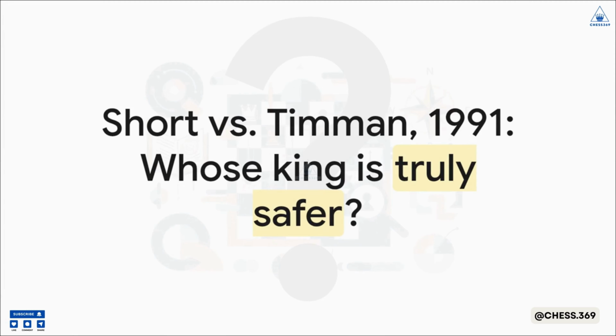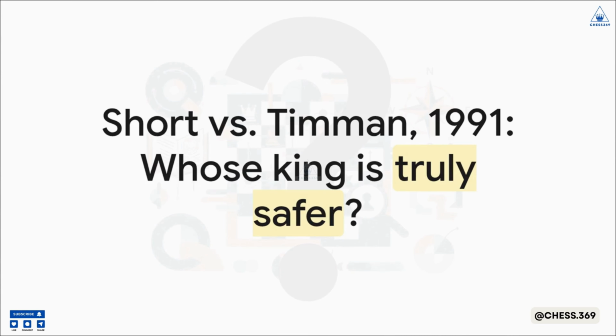This is a famous game between 2 absolute legends, Nigel Short and John Timman. Now, if you just glance at this position, you might think white's king is in a world of hurt. It's kind of out in the open, seems like black's pieces are closing in. But looks can be deceiving, can't they? If you really look closely, you realize black's king is the one that's in mortal danger.